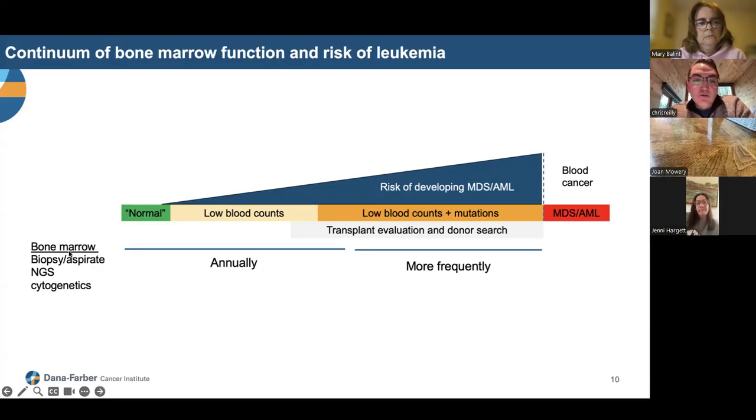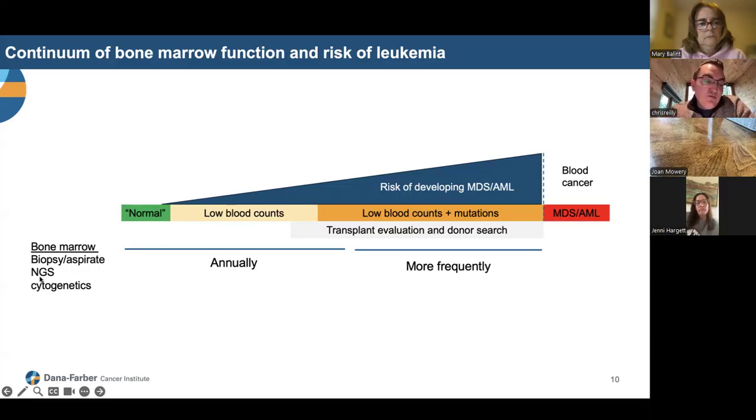But what I can tell you is that what we're doing now is that for folks that have a confirmed diagnosis of Shwachman-Diamond syndrome, we are still doing and recommending annual examinations of the bone marrow. This includes a biopsy of the core of the bone marrow as well as an aspirate.